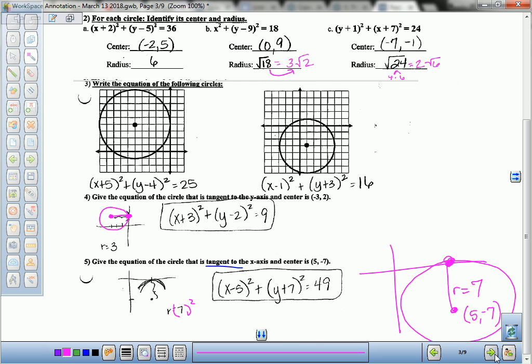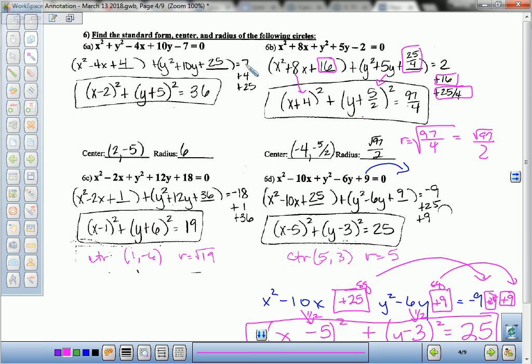All right, let's take a look at the back. This is where we had to complete the square. So we took half the middle term, squared it. Half the middle term, squared it. But we have to add it to both sides of the equation. Now whatever you take half of ends up right here. Half of ends up right there. So take a look at problem 6 and see if you have any questions about parts A through D.